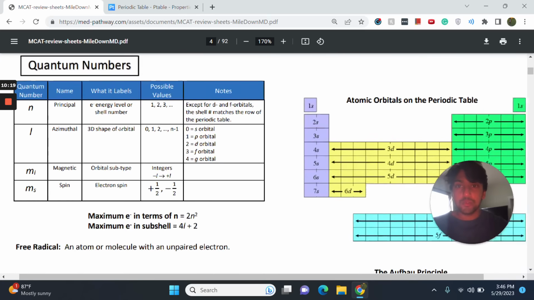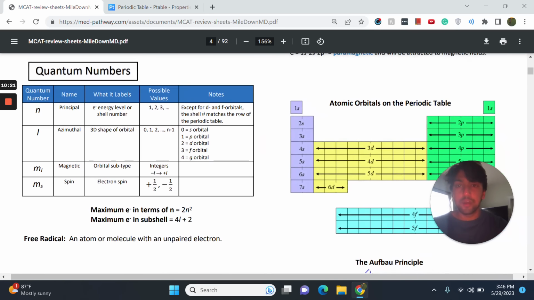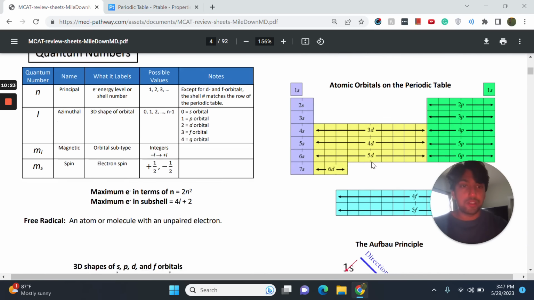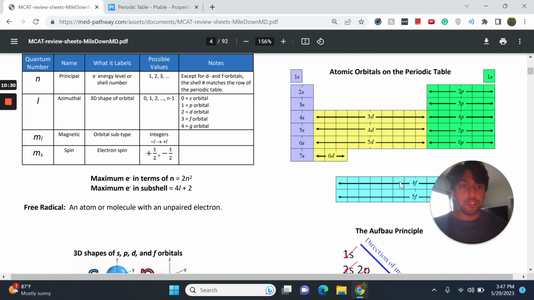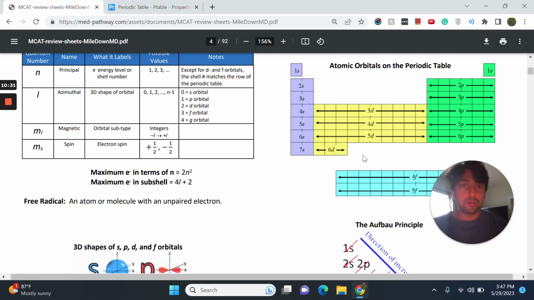Another thing you should know is that usually these match up with what row they are. That is true except for d and f. So 2s and 2p are in the second row, so you can know what the principal number is. But from here, it starts at 3d, even though it's in the fourth row. So you should just know that.